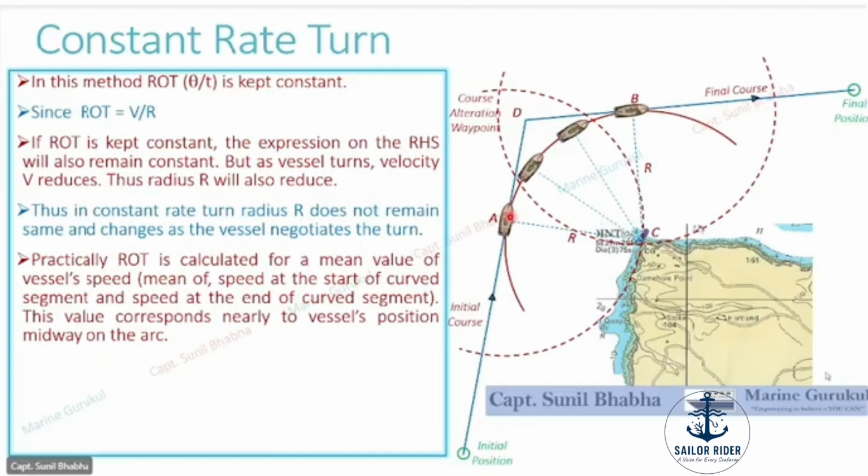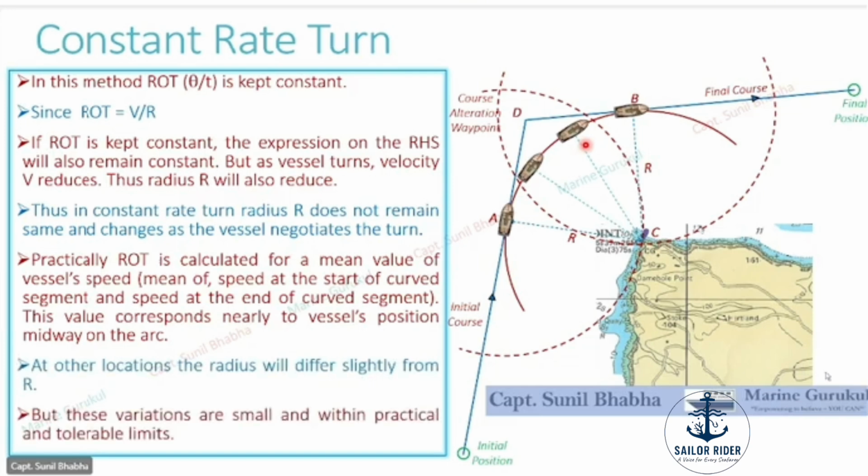the planned turn. For the initial 50% of the turn, the radius may be slightly more than the planned radius, and for the last 50% of the turn, the actual radius may be slightly less than the planned radius. So it will have a slight variation from the radius, sometimes slightly greater and sometimes slightly lesser than the planned radius, but these variations are very, very small and they are certainly within a practical and tolerable limit.